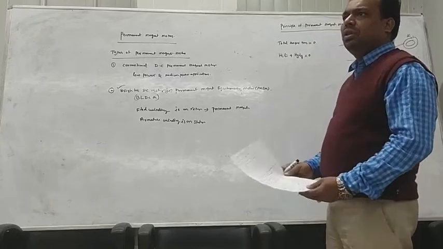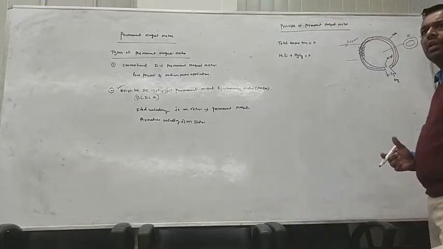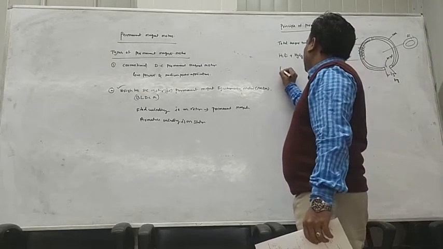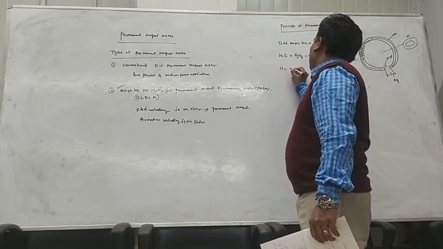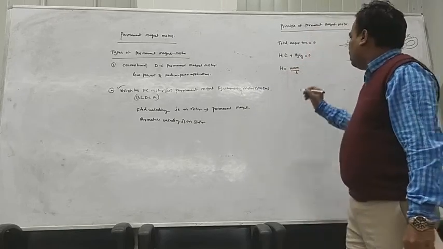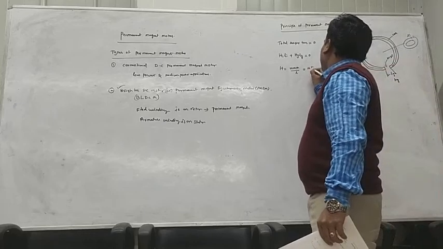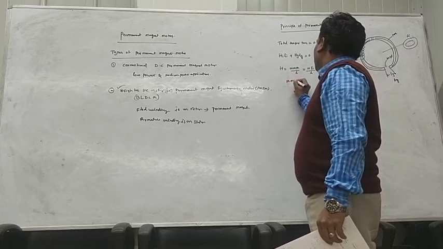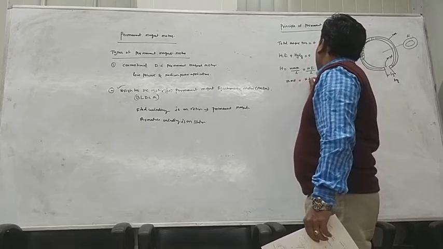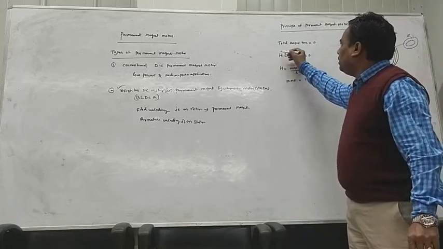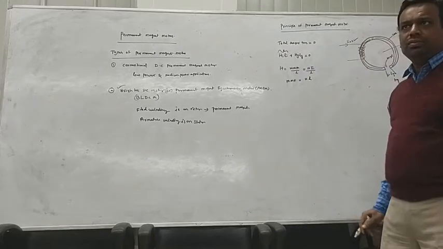Because, as you know, what is the field intensity? Field intensity is defined as the magnetomotive force per unit length. Field intensity H is equal to magnetomotive force per unit length. Magnetomotive force is nothing but Ni by L. So magnetomotive force is equal to H into L.